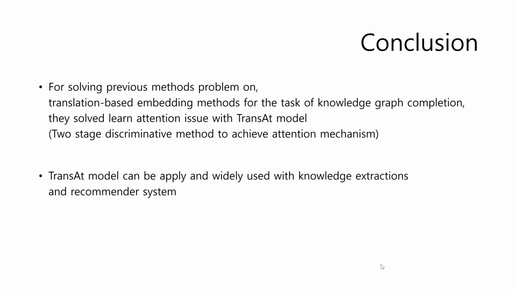As we saw before, experiments show that Transat model indeed pays attention to a part of the dimension and outperforms all baseline models on triple classification and link prediction tasks. They insist that it would be used widely for knowledge extraction and recommender systems. Thank you for listening to my presentation.